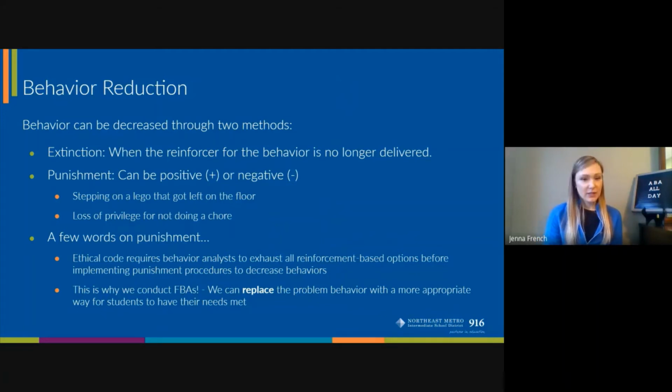A few words about punishment. Punishment with regards to the behavior analyst ethical code, we need to exhaust all reinforcement-based options before we implement punishment procedures to decrease behaviors. And this is also why we conduct FBAs, and FBA stands for Functional Behavior Assessment, and that's where we look at all of the variables that are impacting behavior, and then that helps us determine the function that the behavior serves for the individual, so we can replace that problem behavior with a more appropriate way for that student or individual to have their needs met.